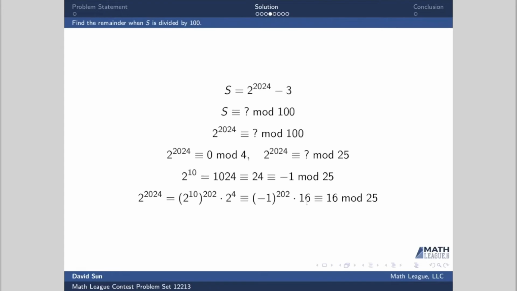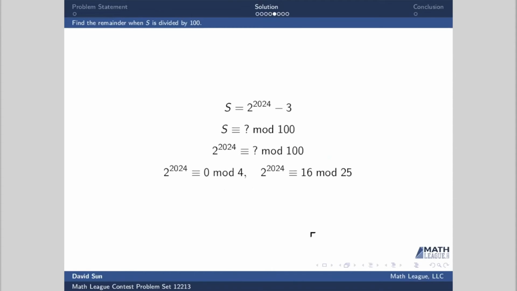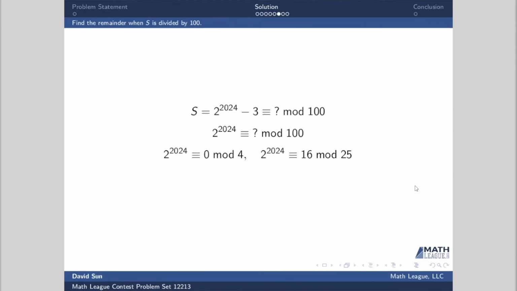1 times 16, which is 2 to the power 4, is 16. So we know that 2 to the power 2024 is 16 mod 25. And now we can fill in this unknown. So now that we have these two equivalences, we want to use the Chinese remainder theorem at this point.